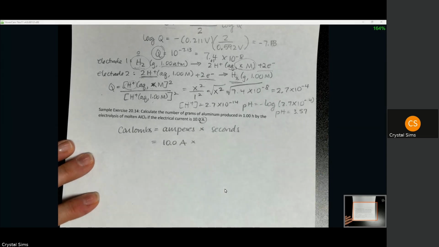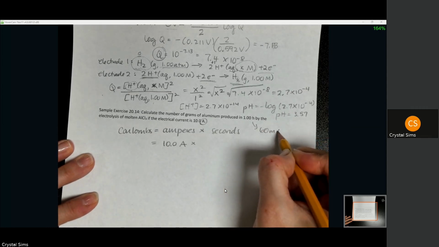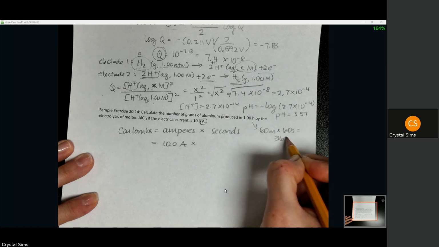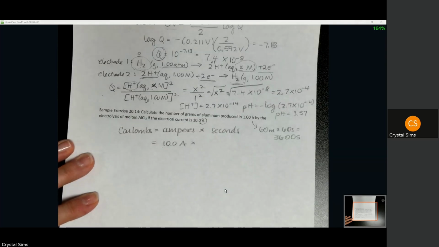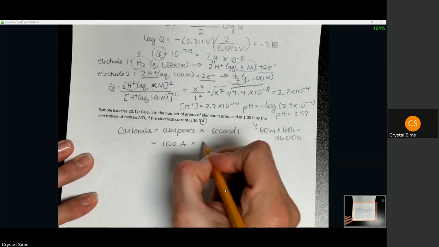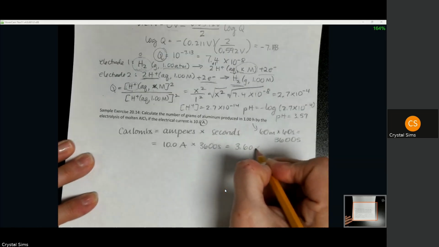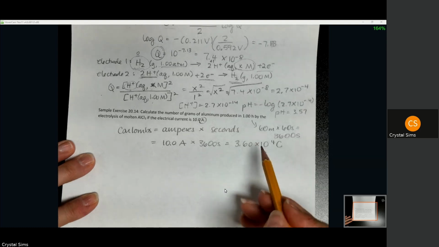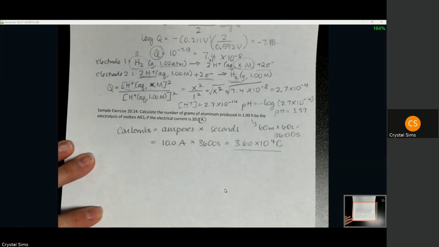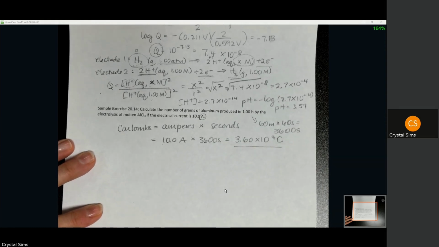How many seconds do I have? Well, I have 1 hour. Okay. Well, there's 60 minutes in an hour, and there's 60 seconds in every minute. So there's 3,600 seconds in every hour. So that gives us a value of 3.60 times 10 to the 4th coulombs. Okay, so that was our first step, is converting amperes into coulombs. So electrical current over time, or per time, is coulombs.